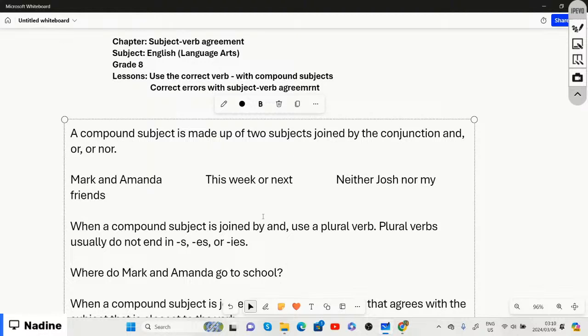All right. So we say that a compound subject is made up of two subjects that are joined by a conjunction, which is and, or, nor. It's like saying Mark and Amanda, next week or this week, now or never, neither Josh nor my friends. So those are compound subjects, and the words and, or, nor are the conjunctions within that sentence.